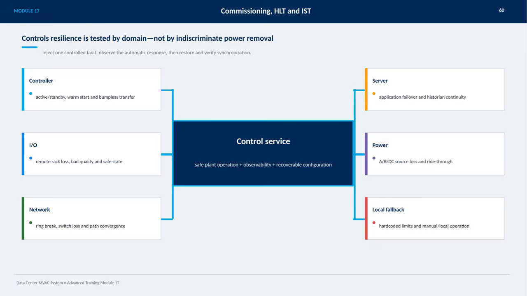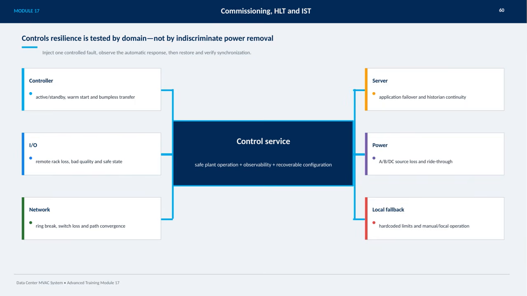On this slide, we're focusing on how control's resilience is thoroughly tested by domain, rather than through indiscriminate power removal. The approach is to inject one controlled fault at a time, then carefully observe the automatic system response, followed by restoring the system and verifying synchronization. Looking closely at each domain. For controllers, we test active and standby modes, warm start capabilities, and bumpless transfer to ensure smooth transitions.